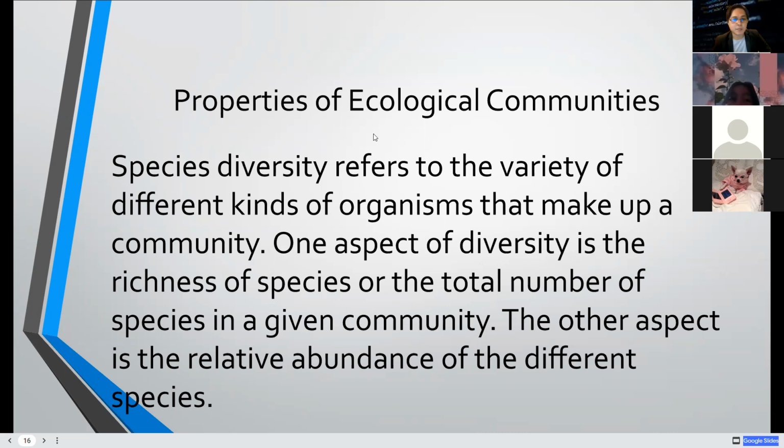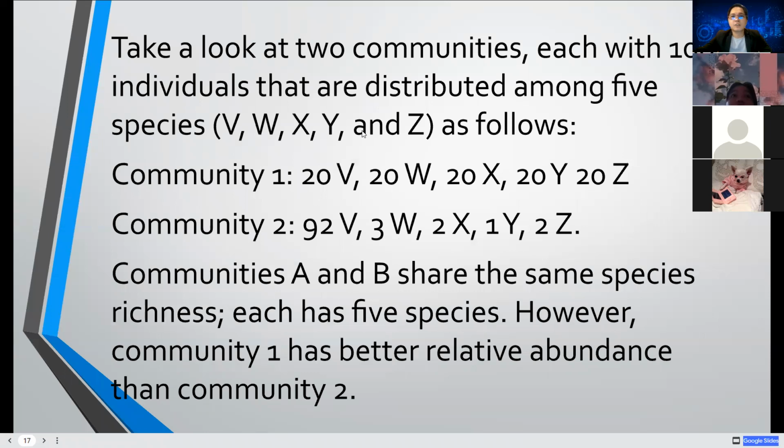The other aspect is the relative abundance of the different species. Take a look at the two communities, each with 100 individuals that are distributed among 5 species. For example, species V, species W, species X, species Y, and species Z. They're just labeled with letters in order for us to familiarize.